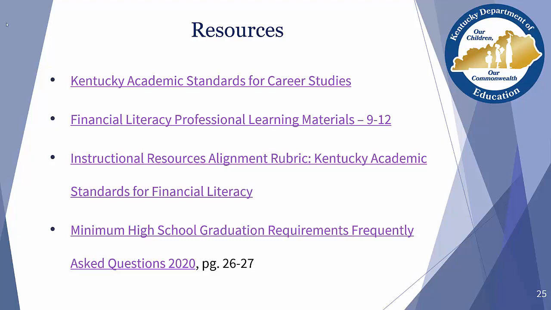You'll also find on kystandards.org the instructional resources alignment rubric if you're considering purchasing resources and material. It helps you to determine the scope of standards that are covered, what are the additional resources that are available, what type of differentiation they provide, what type of assessments they use. So you'll find some useful questions there if you're considering purchasing resources for this. And then there's a document you can find on the web page, the minimum high school graduation requirements frequently asked questions, and the questions on page 26 and 27 deal specifically with how do I meet that financial literacy graduation requirement.